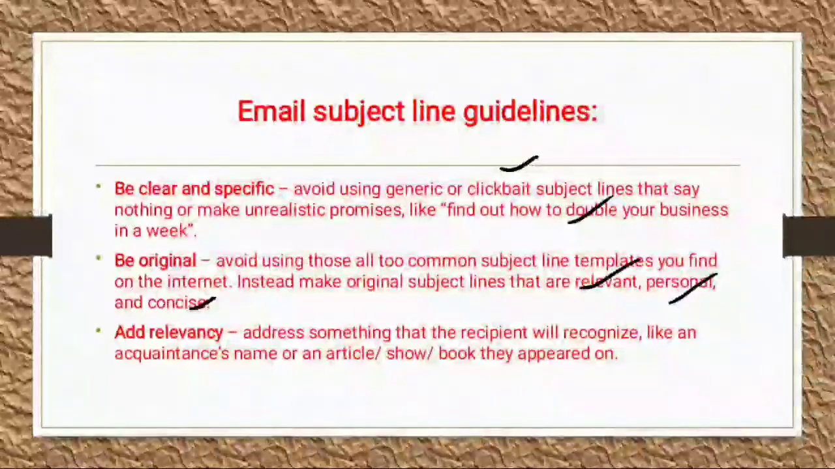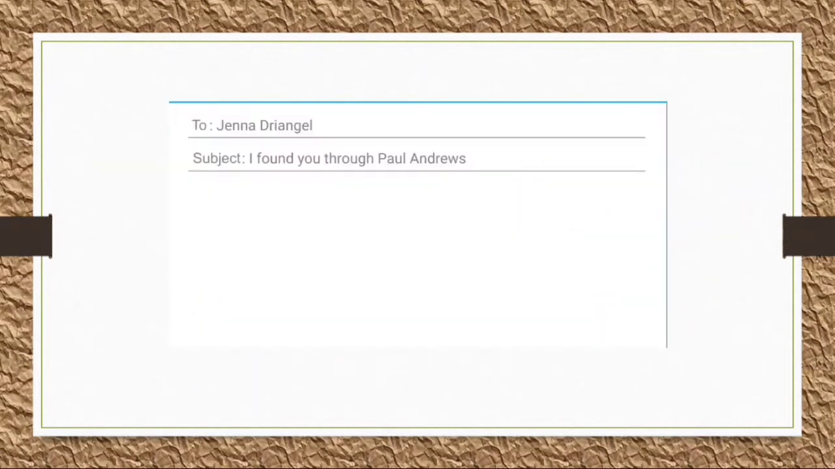Add relevancy. Address something that the recipient will recognize, like an acquaintance's name or an article, show, or book they appeared on. So how can you write a subject line? Here is the recipient's name, and the subject, like here the subject is I found you through Paul Andrews.